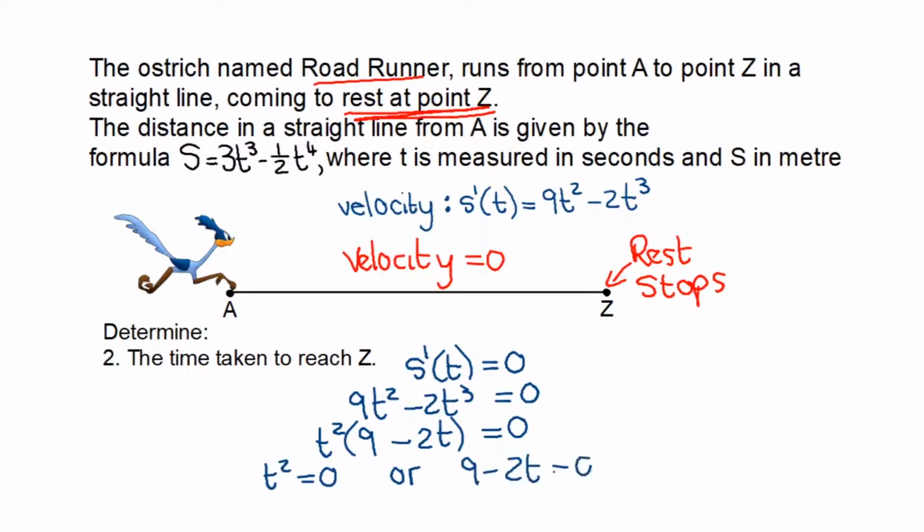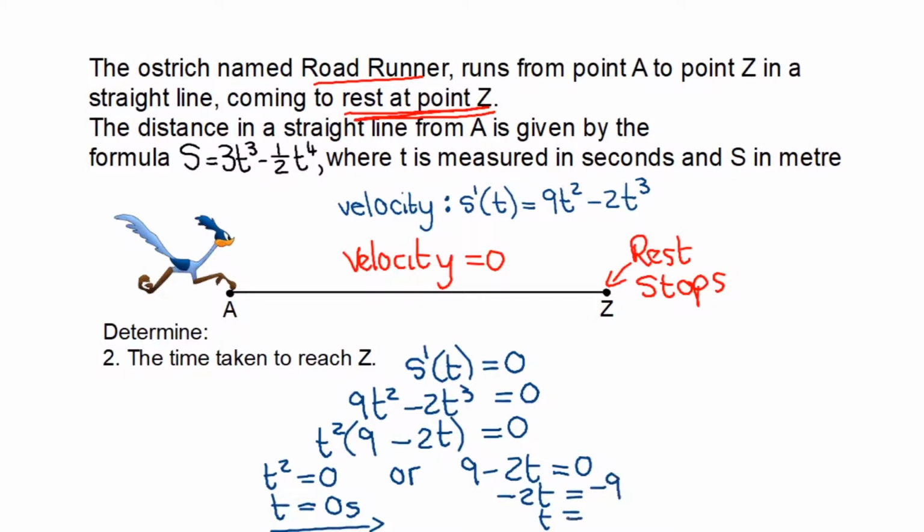So the one bracket must be 0, or the other one must be 0, which means t squared is equal to 0, or the 9 minus 2t must be equal to 0, which means t is 0 seconds, or the negative 2t is equal to 0. Sorry, it's equal to negative 9.